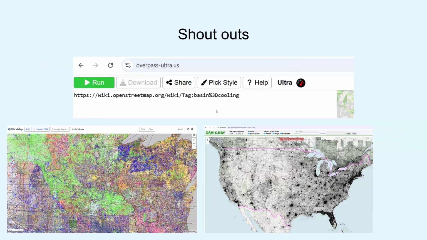A couple of shout outs. One of the cool things is Overpass Ultra. You can just dump a wiki link into there and it will do some of the same sort of thing with colorizing things. Ian from early in the talk stood up a version of WAMap that was a world map, with a tile set that covered the entire world. That was super cool. I don't know if that tile set is still active. There's been other explorations of these types. I have links to them at the end.